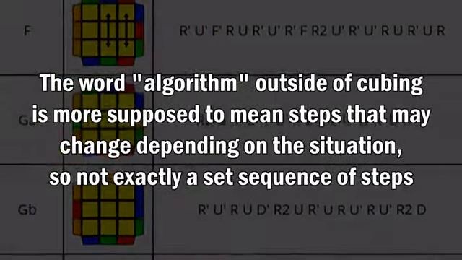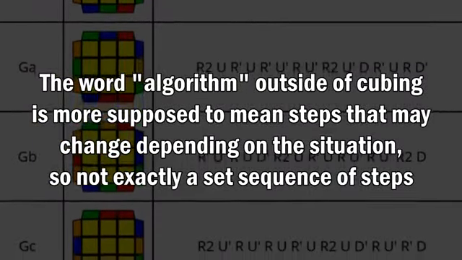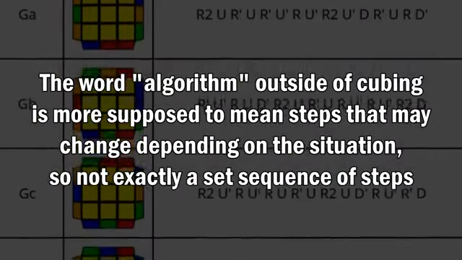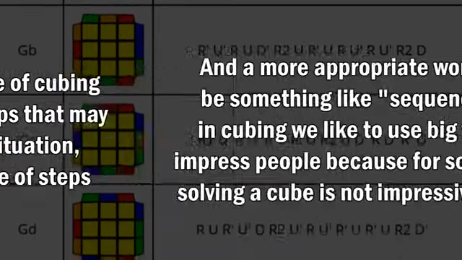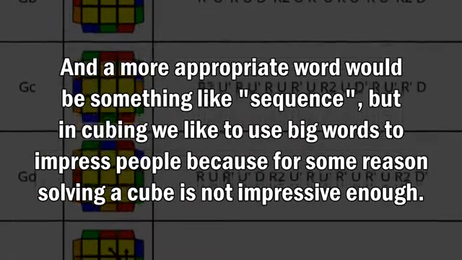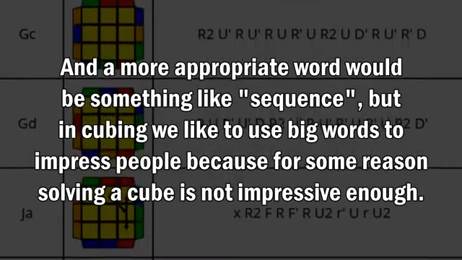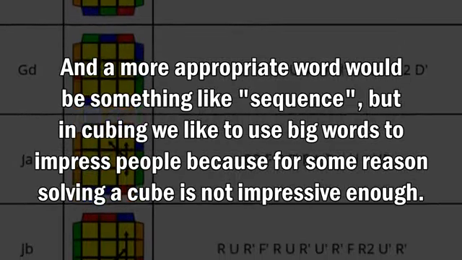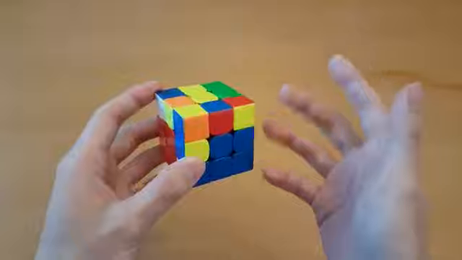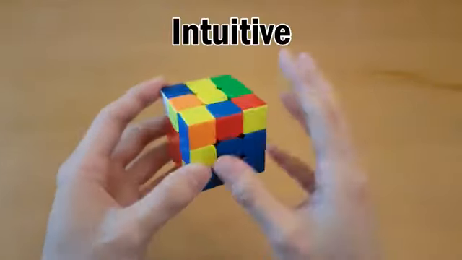Now, quick side note, the word algorithm outside of cubing is more supposed to mean steps that may change depending on the situation, so not exactly a set sequence of steps, and a more appropriate word would be something like sequence. But in cubing we like to use big words to impress people because for some reason solving a cube is not impressive enough.